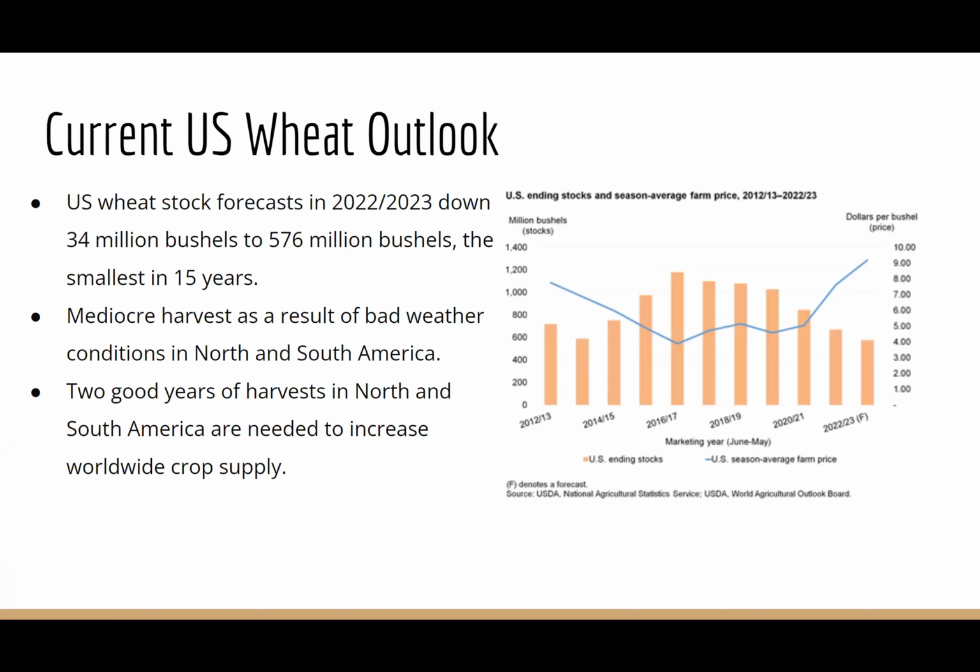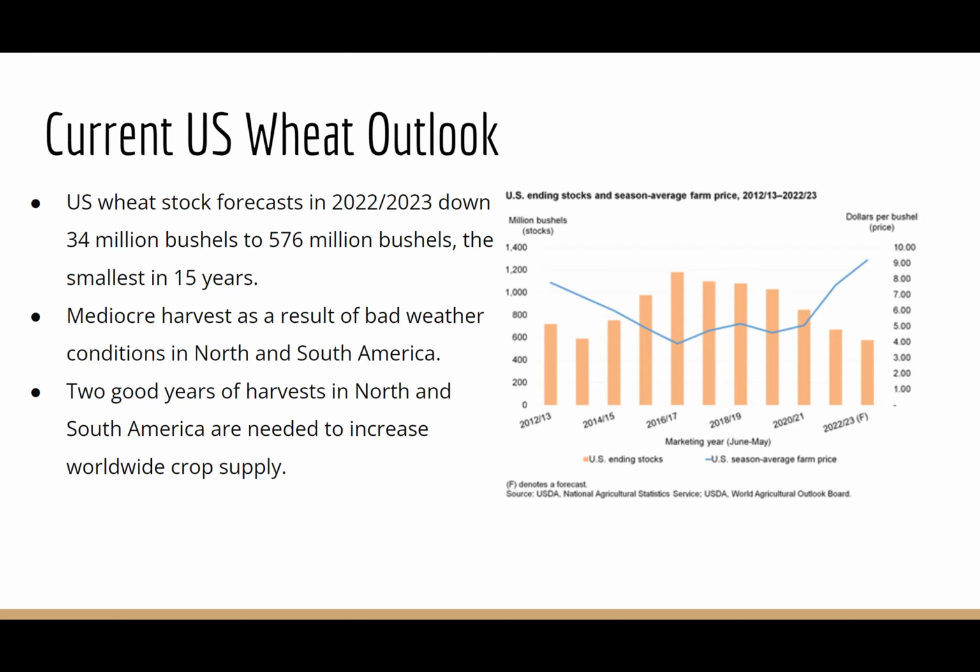So I'm going to talk about the U.S. wheat outlook. U.S. wheat ending stocks for 2022 and 2023 are forecasted to be down 34 million bushels, to about 576 million bushels. And that's the smallest it's been in 15 years. High temperatures this summer caused poor conditions in the U.S. West and the country's Great Plains, and intense heat also in Oklahoma and Nebraska, and just really ruined the wheat supply for the year. Also, persistent drought is another condition that impacted South America and parts of Ukraine, and impacted the overall worldwide wheat supply.